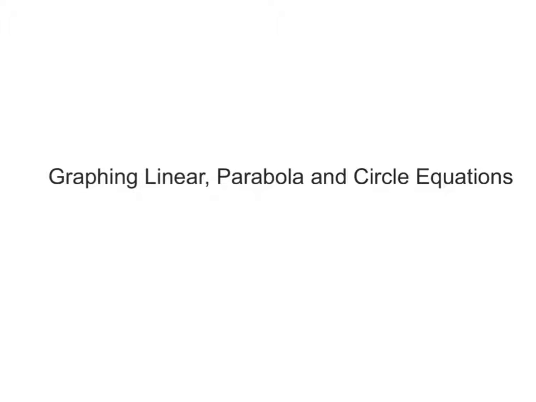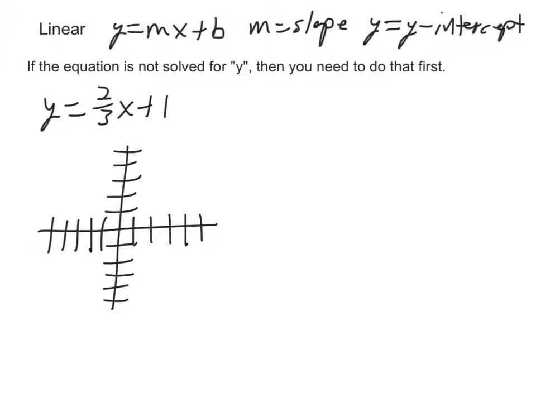We are going to be looking at graphing linear, parabola, and circle equations in this video. So first we're going to look at linear. We know from algebra that we have it in slope-intercept form. That's how we're going to graph it: y equals mx plus b, where m equals the slope and b equals the y-intercept.